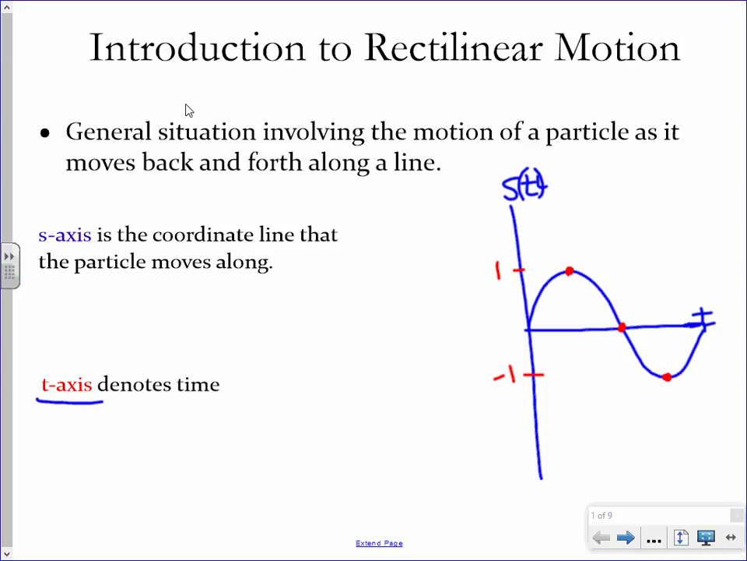How many times does this particle hit the origin? It starts at the origin, it moves to the right, comes back, moves to the left, comes back.